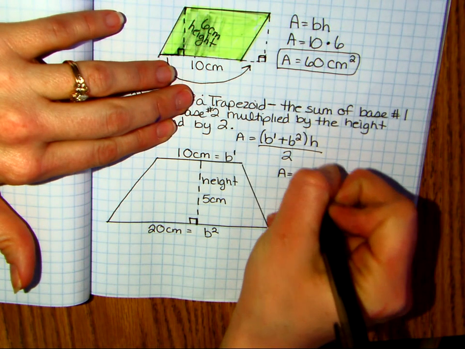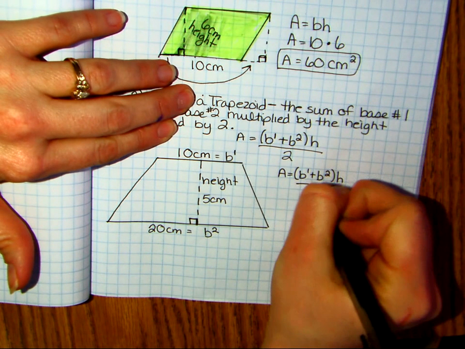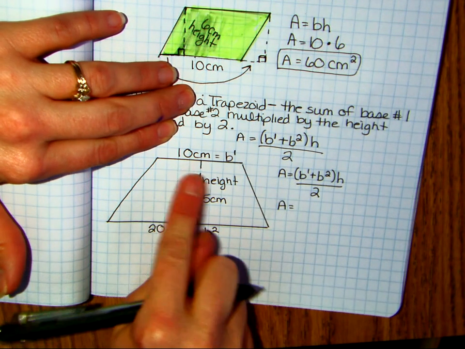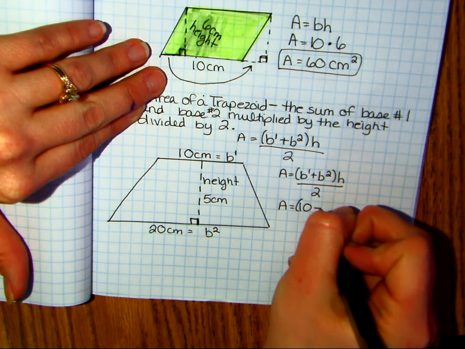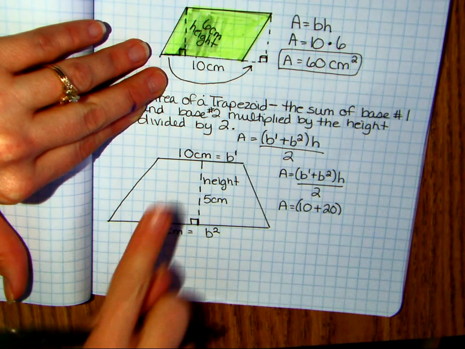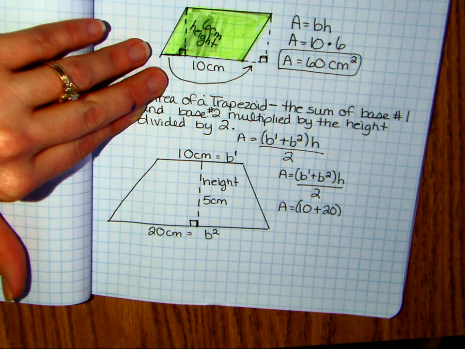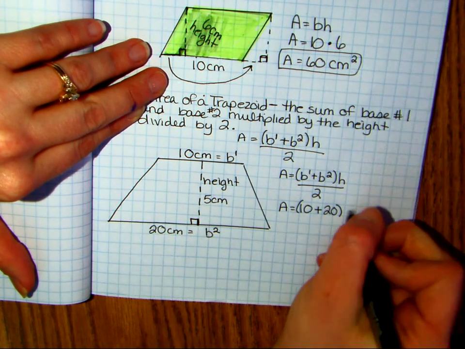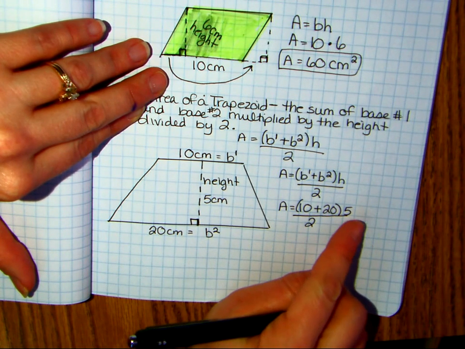Area equals base 1 plus base 2 times the height divided by 2. Now let's plug in our values. Base 1. What is base 1, class? 10 centimeters. Centimeters, good. Okay, we're going to add base 2. What's base 2? 20 centimeters. Now, I typically make this base 1 and base 2, but it really doesn't matter. As long as you're just adding the two parallel lines together, that counts. And we're going to multiply that times the height. What is the height? 5 centimeters. And then we're going to divide it by 2. So we have 10 plus 20 times 5 divided by 2.